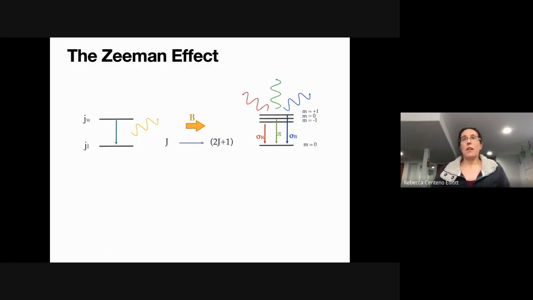In the presence of a magnetic field, these magnetic sublevels split, breaking that degeneracy. And this leads to a wavelength shift between the pi and the sigma components of the spectral line. So what was originally one spectral line turns into a multiplet with several components slightly shifted in wavelength with respect to each other. The pi component of the spectral line is defined as that which satisfies delta M equals 0, where M is the magnetic quantum number. And the sigma components satisfy delta M equals plus or minus 1.